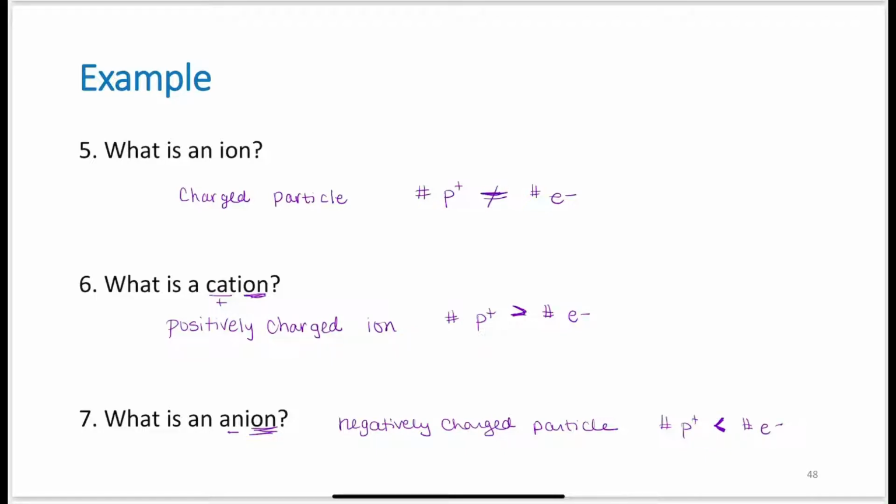So ion just means they're not equal to each other. Cation means that I have more protons than electrons, and I therefore have a positively charged species. And anion means I have more electrons than protons, and therefore have a negatively charged species.